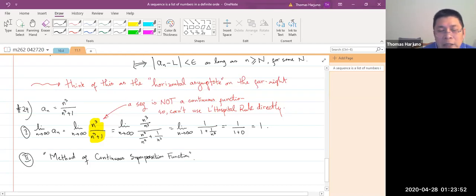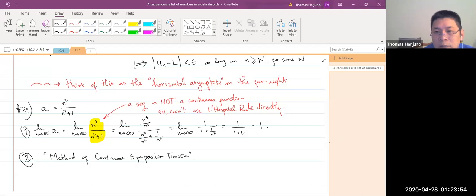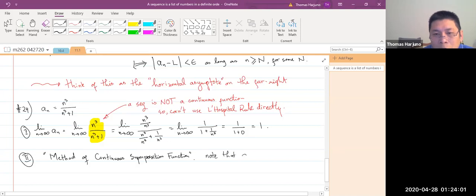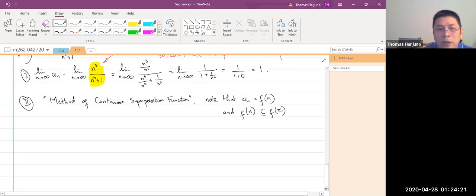Basically, the idea is this. Note that we can write our nth term as f(n), and f(n) is a subset of f(x). Thomas, I don't get it. Okay, think of it this way.